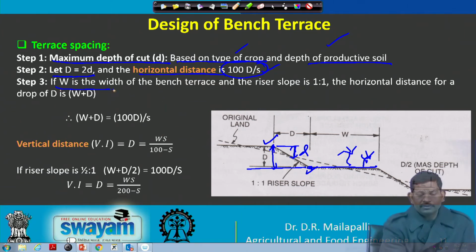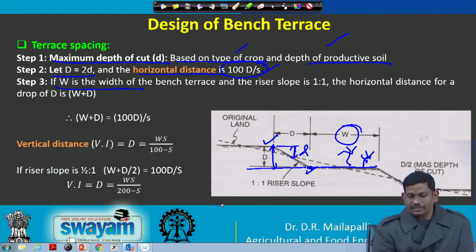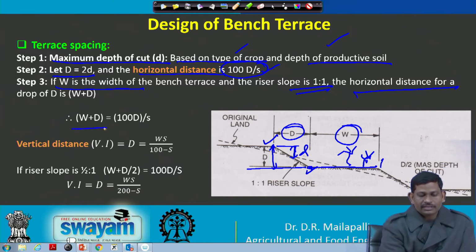For example, W is the width of the bench. Suppose the slope is 1:1, the effective horizontal distance will be W plus d, which will be equal to 100 d by s. Similarly, the vertical distance is equal to d. So d can be estimated from this equation: W s by 100 minus s.